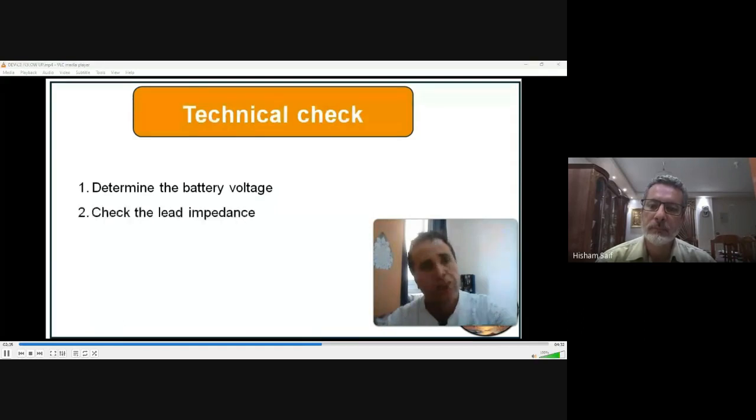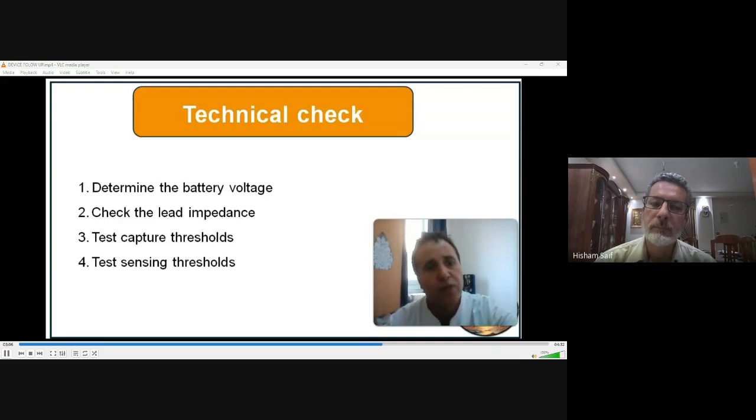Then check the lead impedance, to verify that the leads are electrically intact, because lead impedance can warn you of lead insulation failure or lead conductor fracture. Test the capture threshold, to verify an appropriate safety margin, by multiplying the amplitude threshold by at least 2. Test the sensing threshold, to verify an appropriate sensing safety margin, and to observe the underlying rhythm.